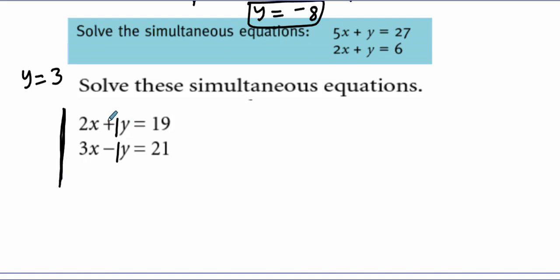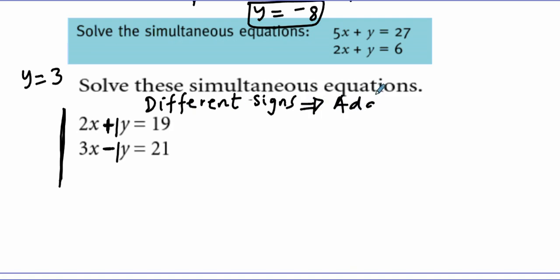Now, can you notice that the signs on y are different? Here is positive and here is negative. Cool, yeah? So here, for different signs, take note of that. Remember what we said? Same signs, subtract. Different signs, add. So cool.